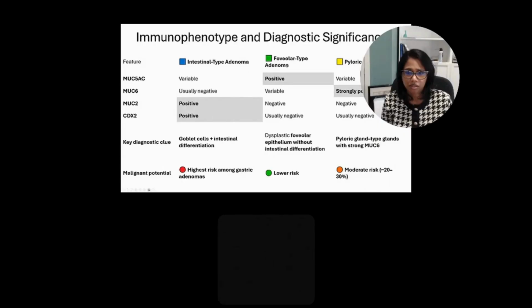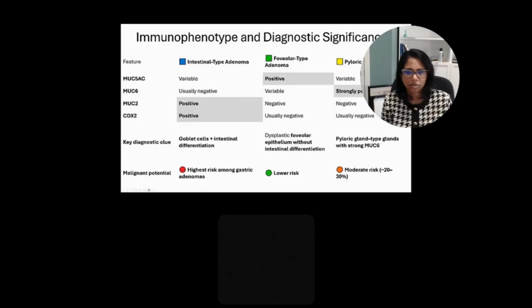from any of the other two, or certainly from the foveolar type adenoma, a way to exclude the others would be to do MUC2 or CDX2 and MUC5AC. But if you have MUC6, of course, please by all means use that. And they are strongly positive for MUC6.